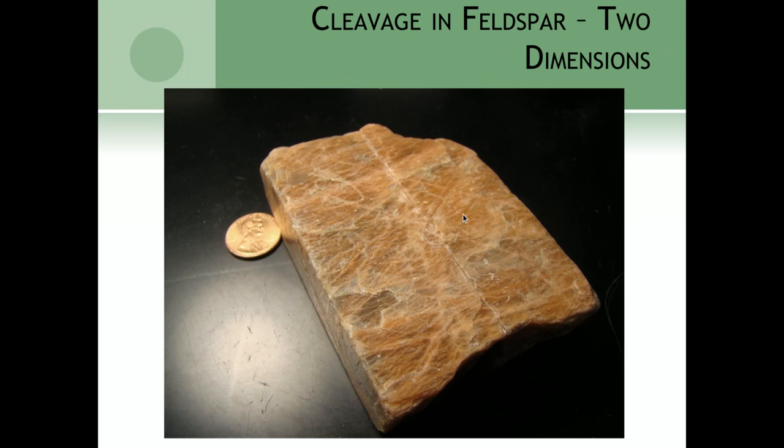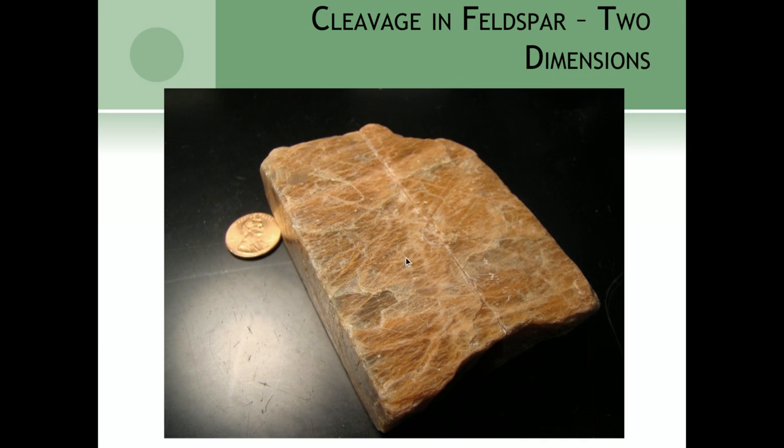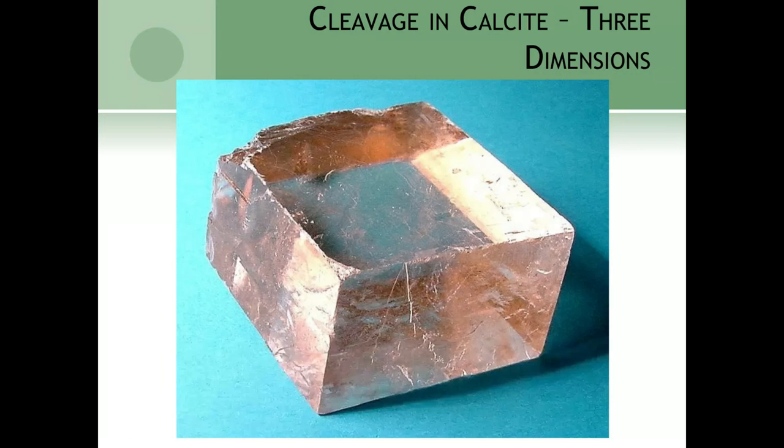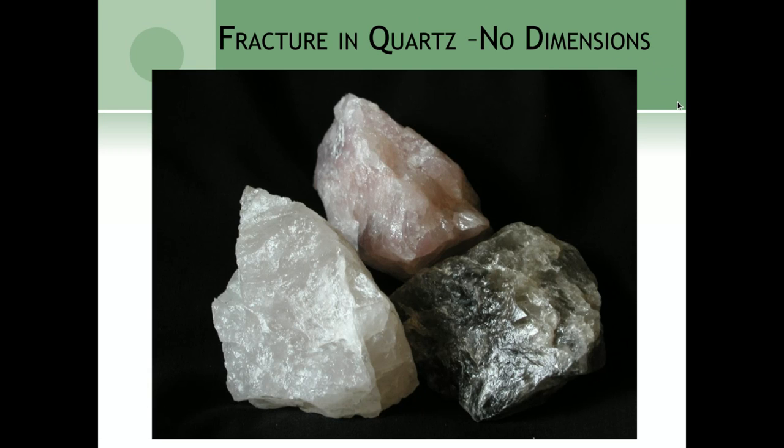Feldspar, as you can see, has two directions of smooth, flat surfaces, but because of its crystal structure, this third direction, you can see here, is the parallel version of it. This third direction is fracture. It's very uneven, it's rough, it's jagged. So feldspar would have two directions of cleavage, one direction of fracture. Calcite is going to be cleaving in three directions. And then something like quartz is going to have no directions of cleavage.